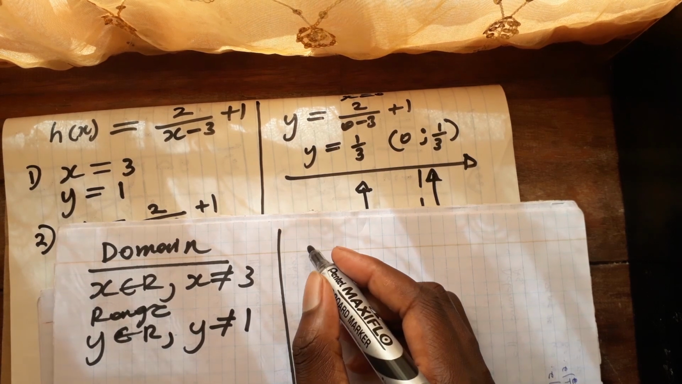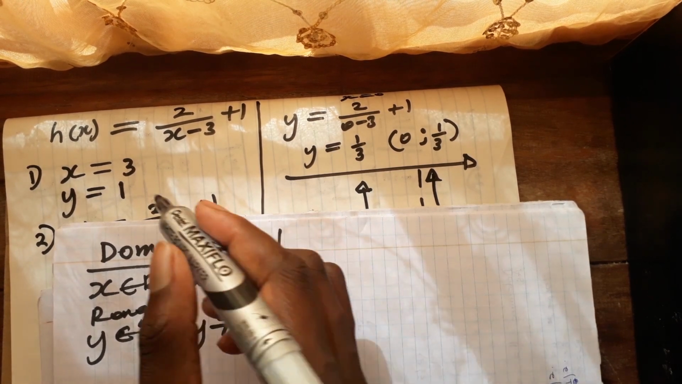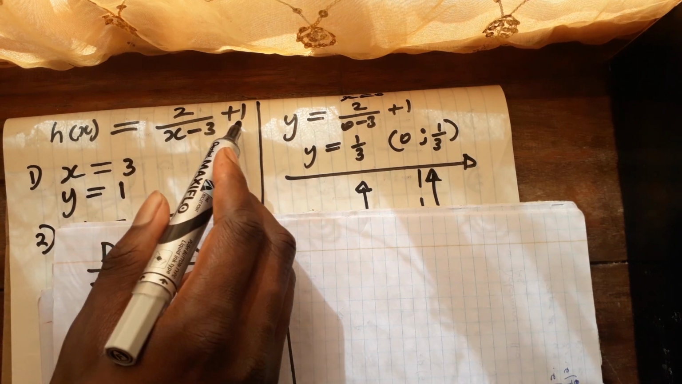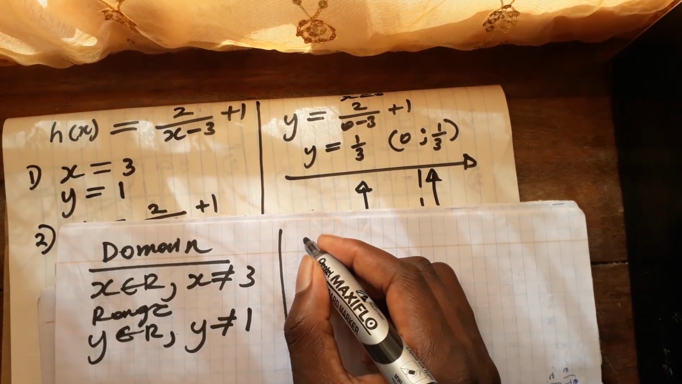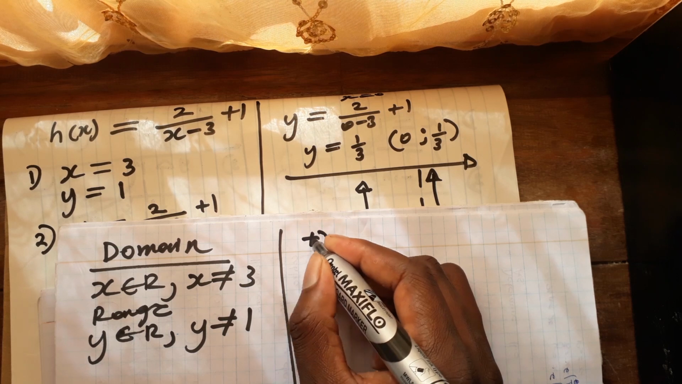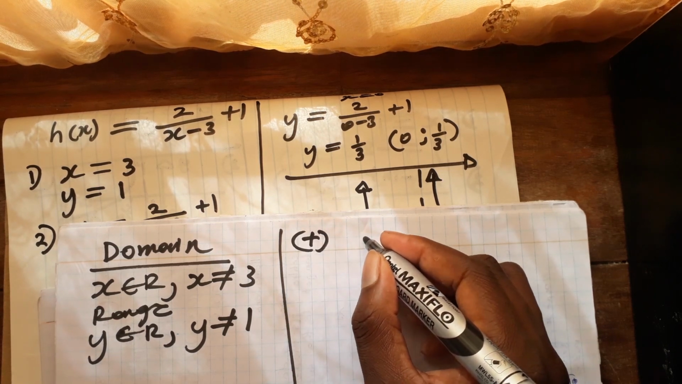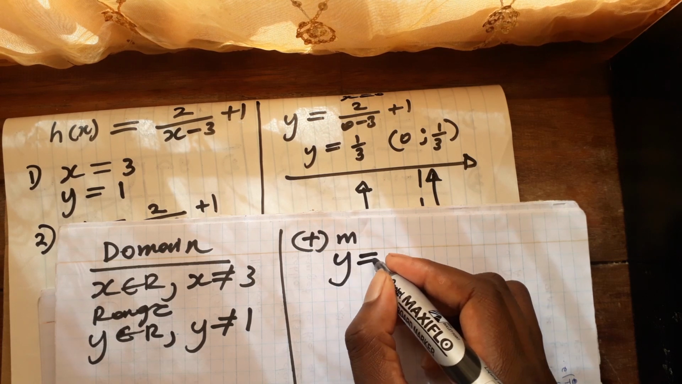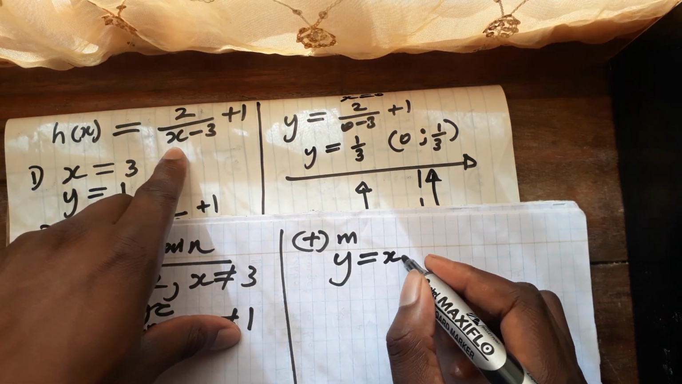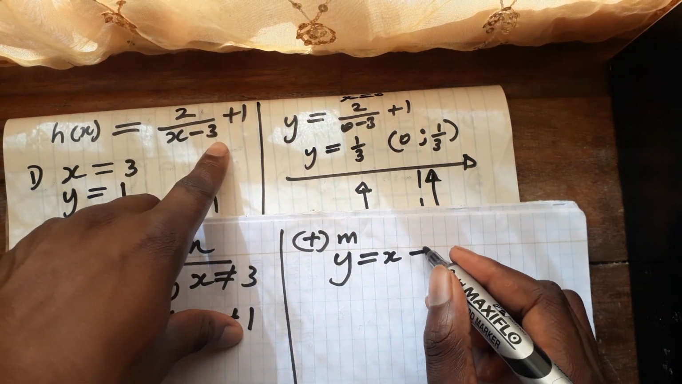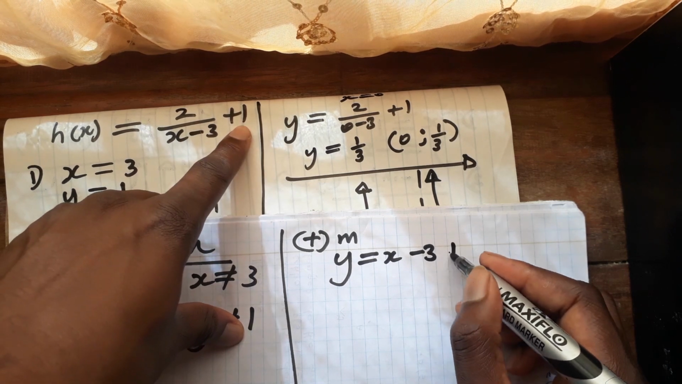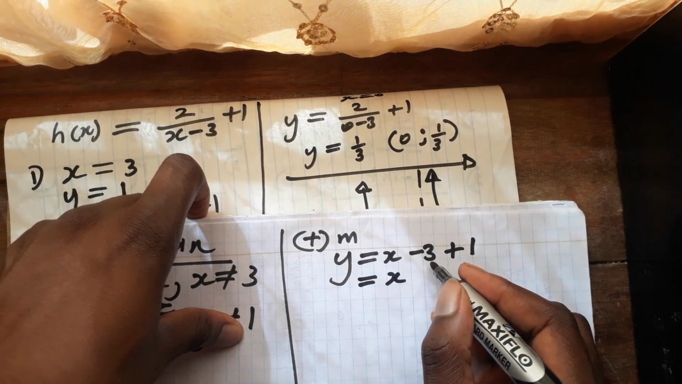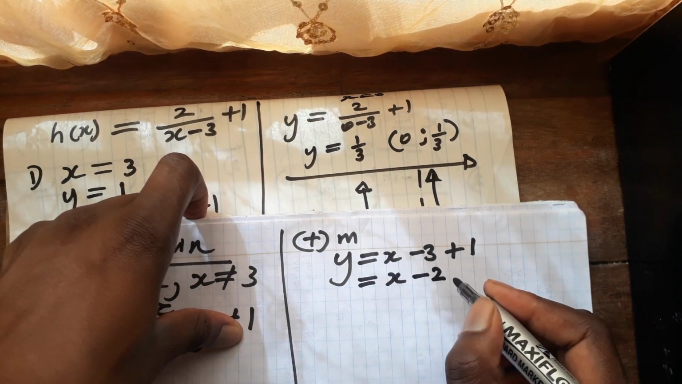And then now let's go to the line of symmetry, the equations of the line of symmetry. Remember, I said you take it like this, you take this, and that. So the one with a positive gradient is going to be y equals x minus 3 plus 1. And this is going to give you x, this and this is going to give you negative 2.